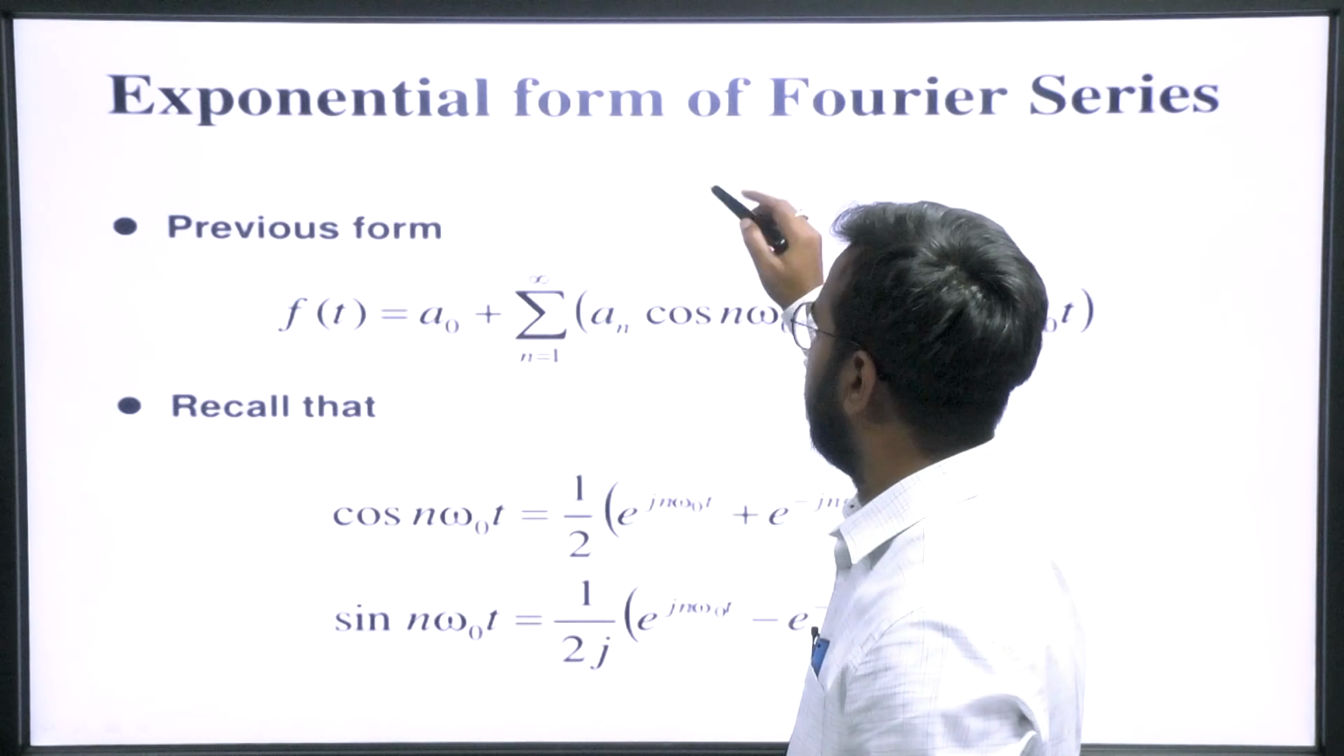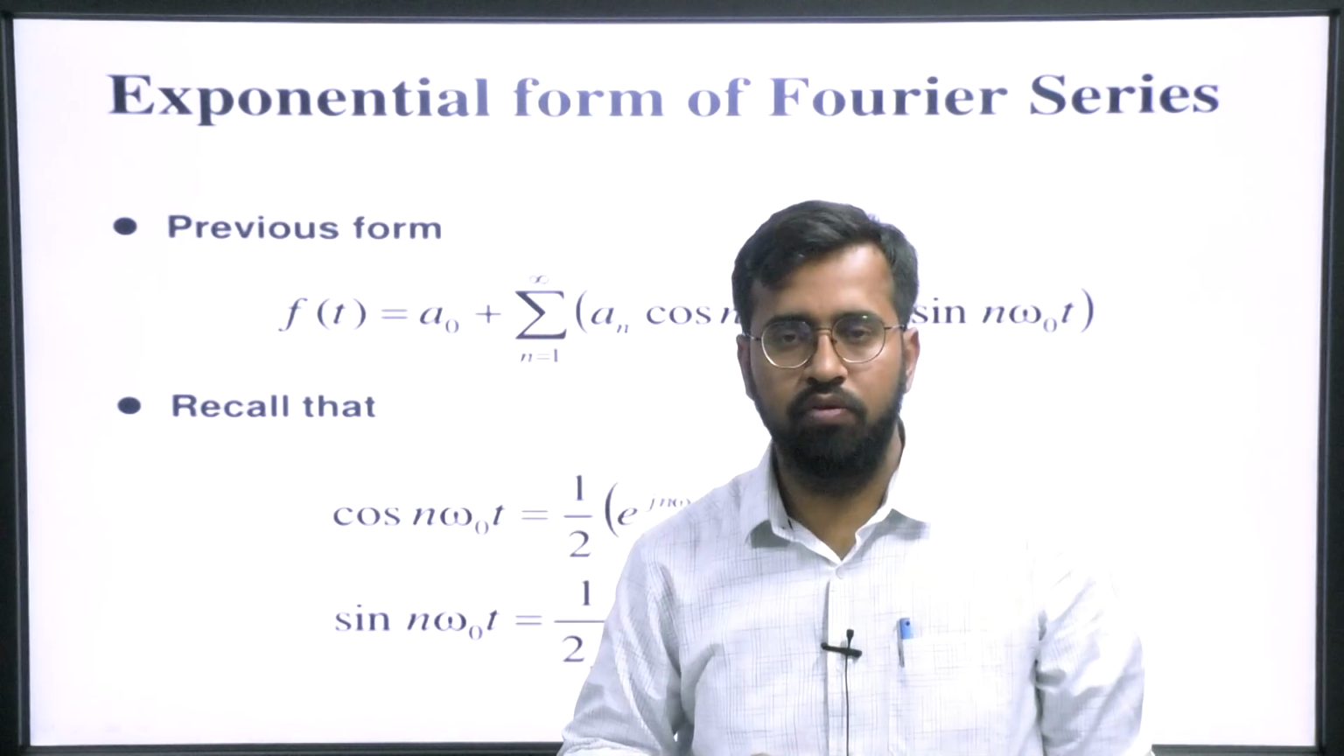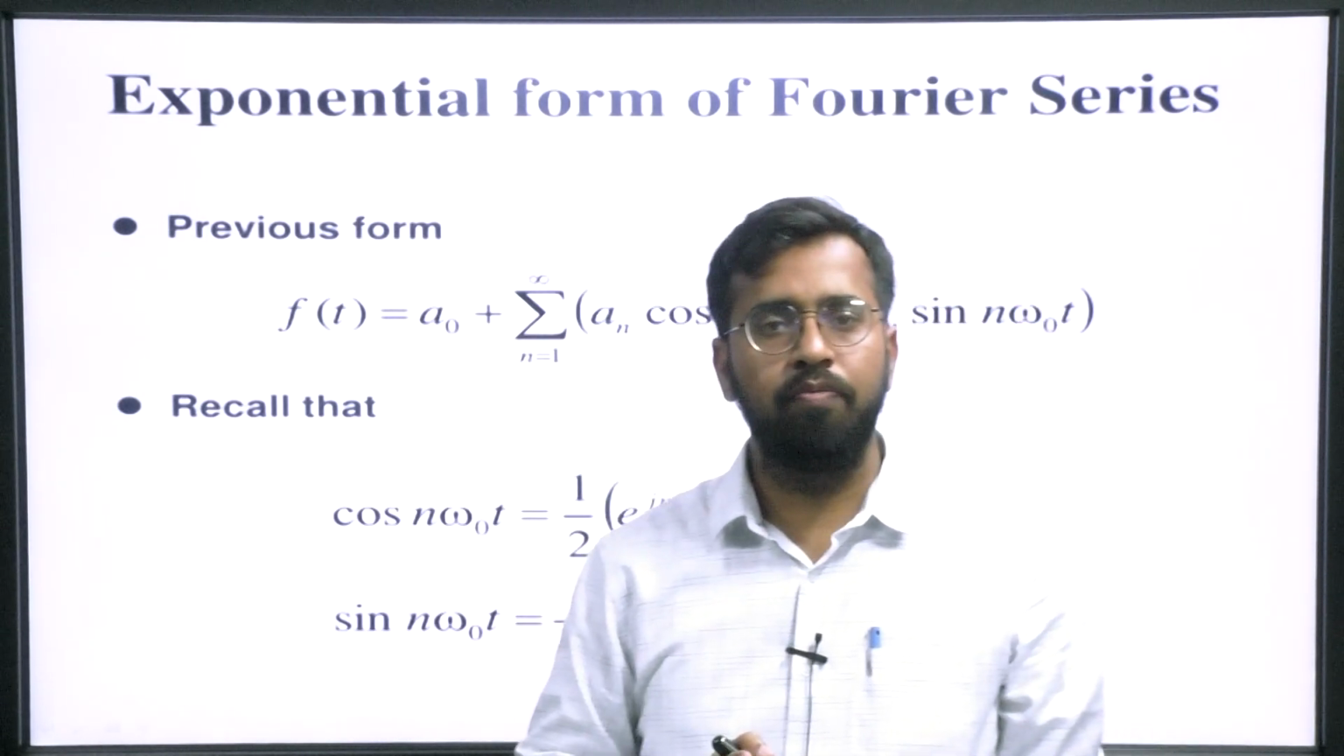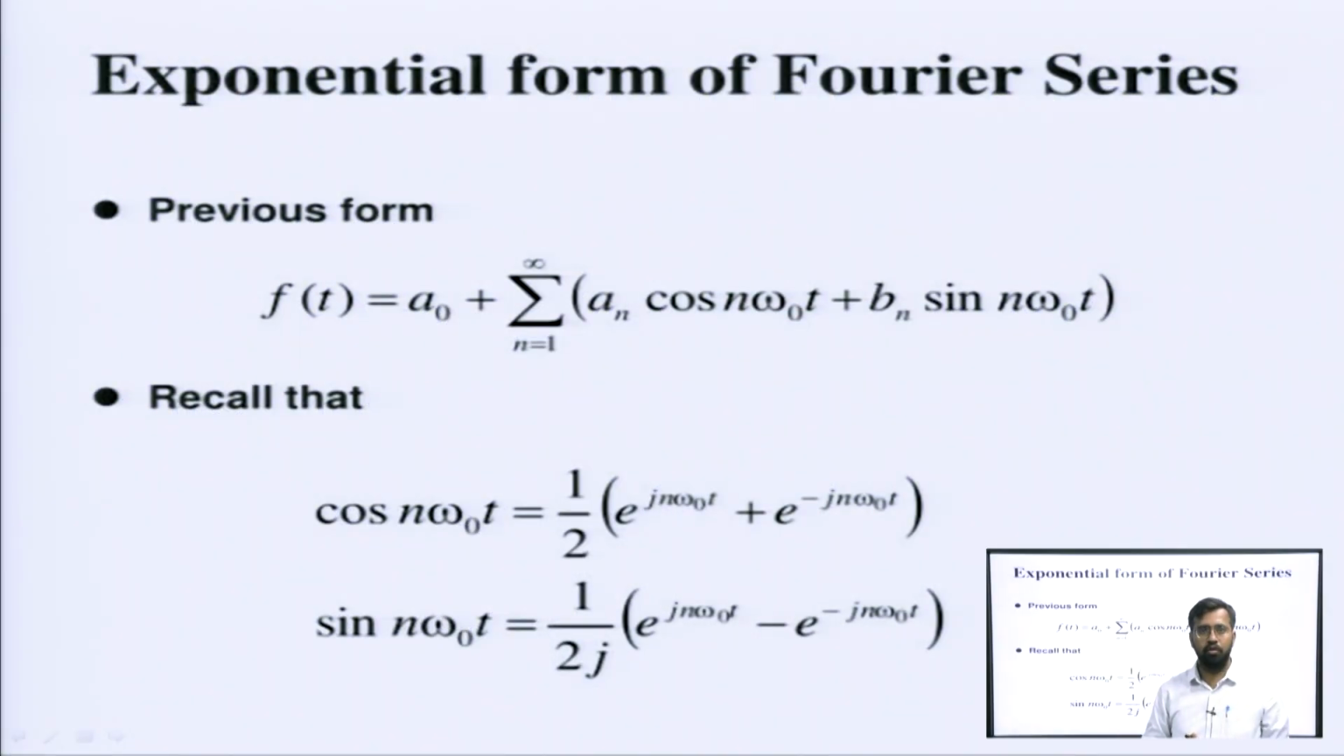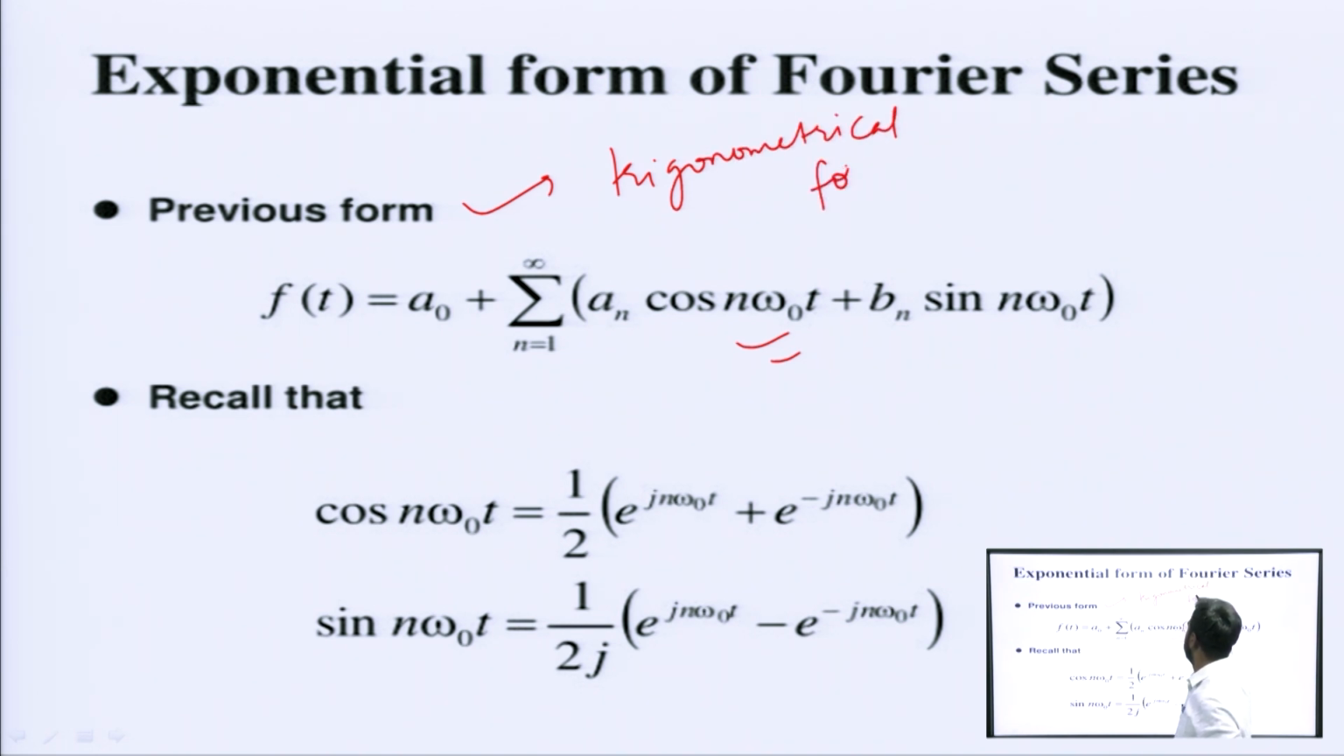What is the trigonometrical form? We already know we have two forms of representing signals in Fourier series expansion. One is the trigonometrical form, another is the exponential form. So, we have seen the trigonometrical form. Now, we will see how we can represent it in the other form. This is basically the previous form, or you can say the trigonometrical form.